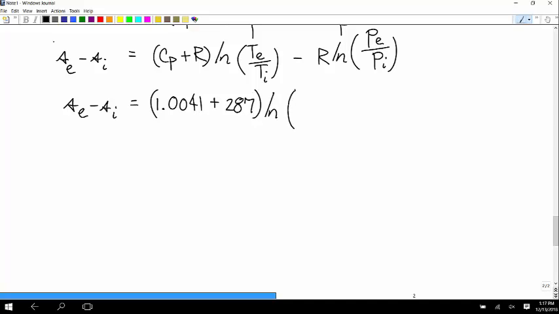times the natural log of the exit temperature, which is 300, inlet is 330, minus 287 times the natural log of, and we just need the ratio. So at the exit, we can think of this as just 12 over 60, or 1 over 5. All right, like this, 120 over 600. Okay, can someone calculate that?